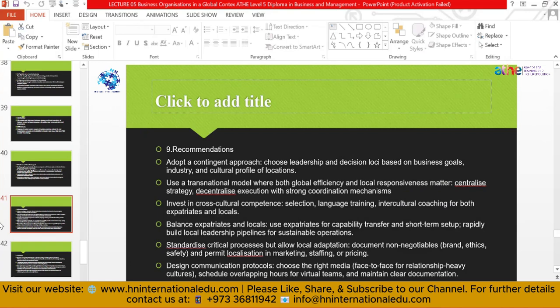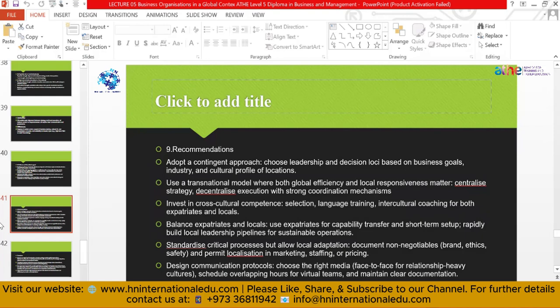Standardize critical processes while allowing local adaptation, that is, document the non-negotiables and push the negotiables. Brand, the name of the organization; ethics, the rules and regulations which we try to follow; and the safety protocol. And permit localization in marketing, staffing, or pricing. You need permission for each and every aspect.